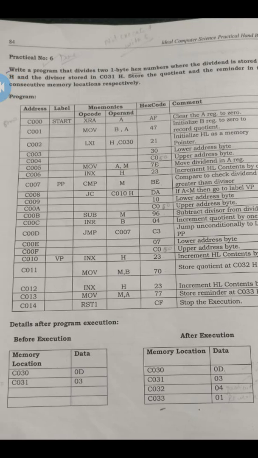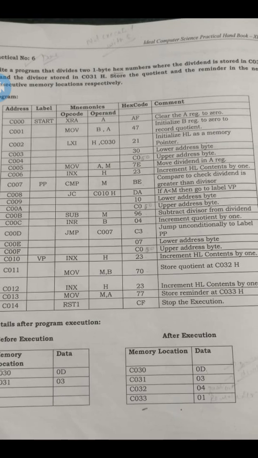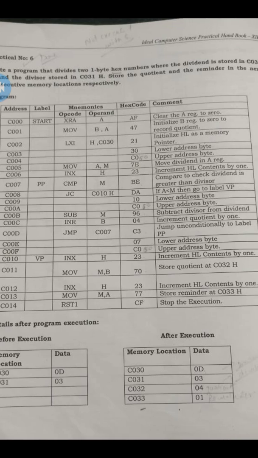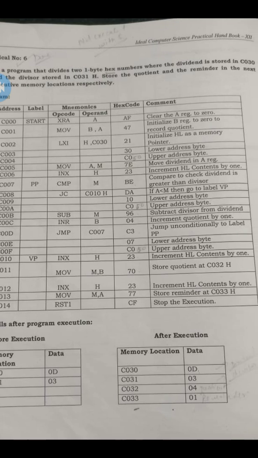Okay, so now the next instruction is move A, M. Move A comma M means it will transfer the contents of the memory location to the accumulator. Whatever content we get from the 6030 memory location, that is 13 or 0D, we are now transferring that data to the accumulator, because we have to increment the HL register so that it points to the next memory location.